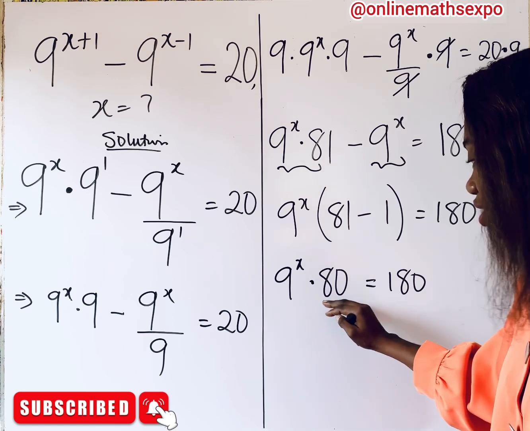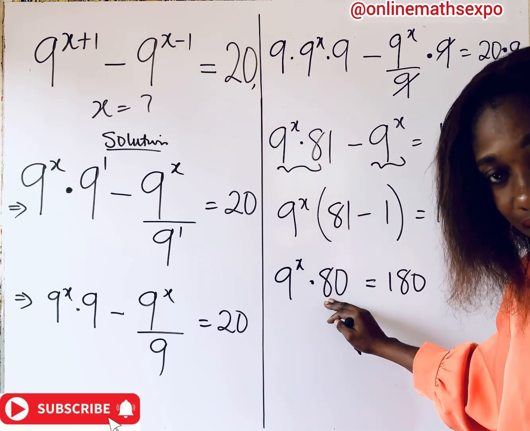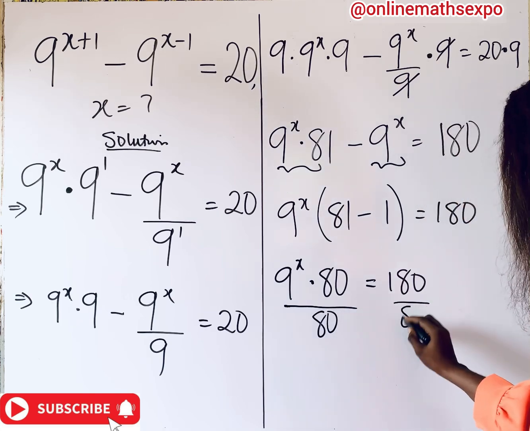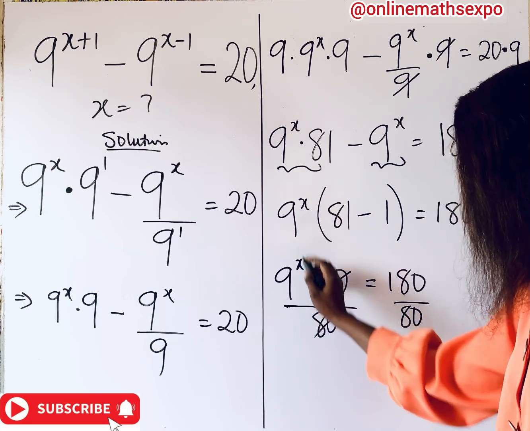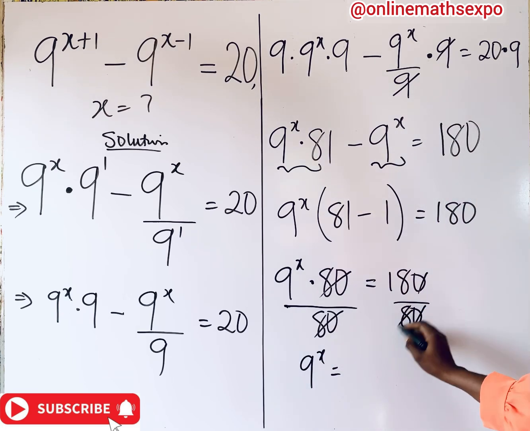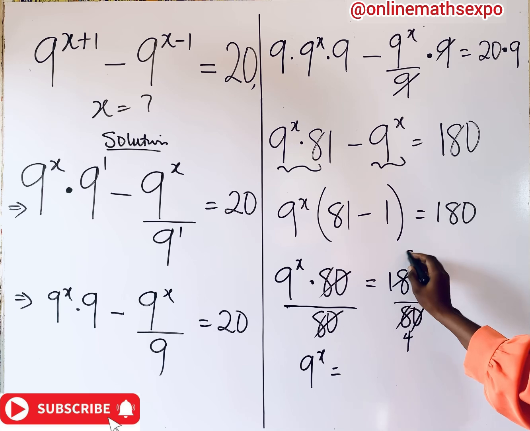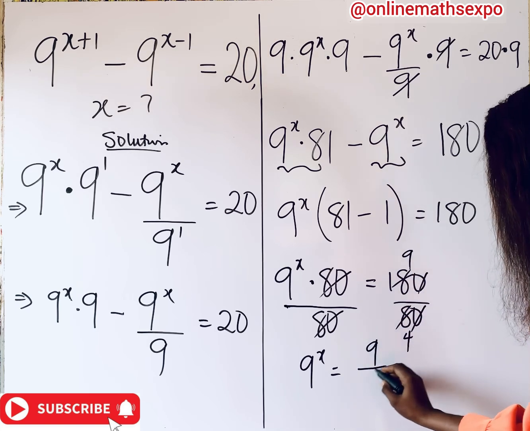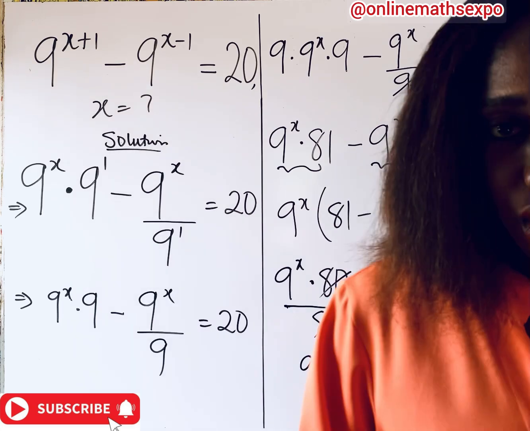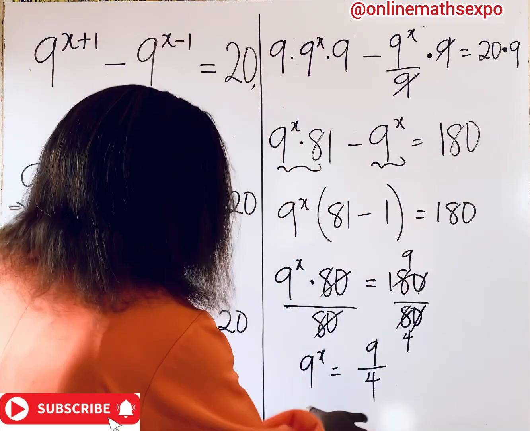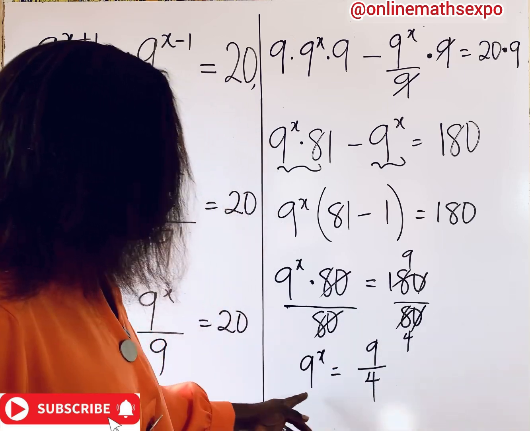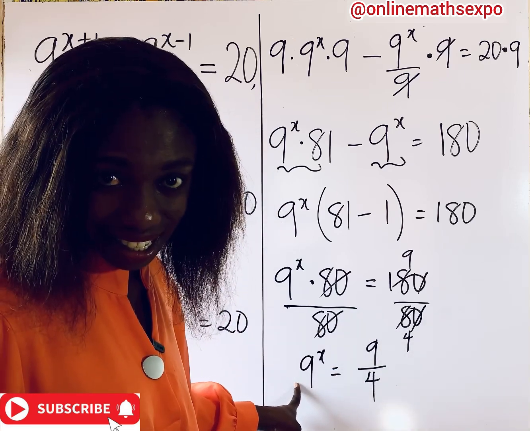So remember, this is multiplication. And to remove this, you are going to divide. That's the inverse of it. So we're dividing both sides by 80. So let's divide. In that case, we have 9 to the power of x is equal to 180 over 80, where 20 into 180 gives 9 and 20 into 80 gives 4. So we have 9 over 4. Now at this point, you are going to ask yourself a question. You will notice that 9 over 4 cannot be expressed to be in base 9. It's not possible.